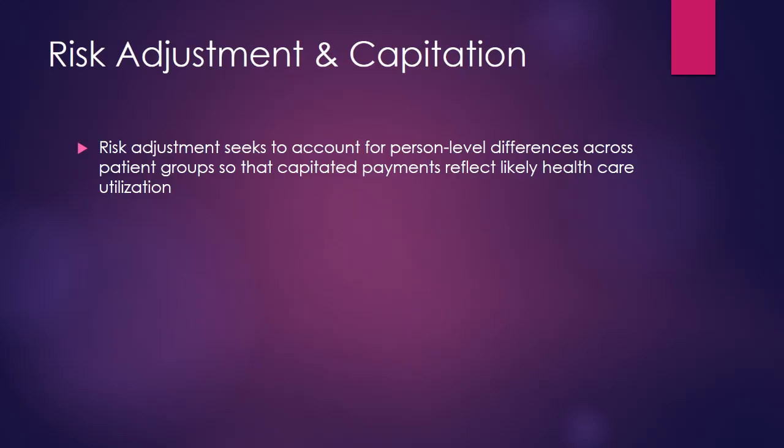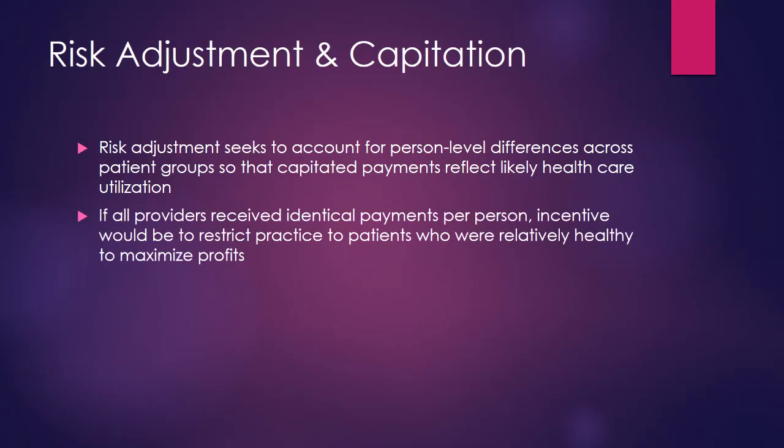So one way that we use to account for these differences in our patients and to try to get a more accurate or fair capitation payment for patients who have higher costs, higher likelihoods of utilization, is to use risk adjustment. So the idea behind risk adjustment is to account for person-level differences across patient groups so that those capitated payments that we're receiving from payers reflect their likely healthcare utilization.